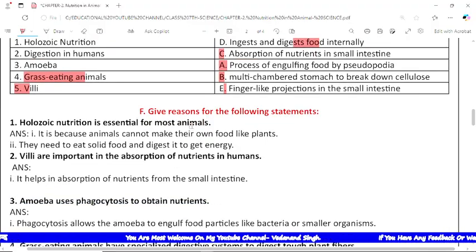This type of question is reason-based. The statements are given here. You have to answer on the basis of the statement. The first statement is halozoic nutrition is essential for most animals. Yes, it is, because animals cannot make their own food like plants, so it is essential.